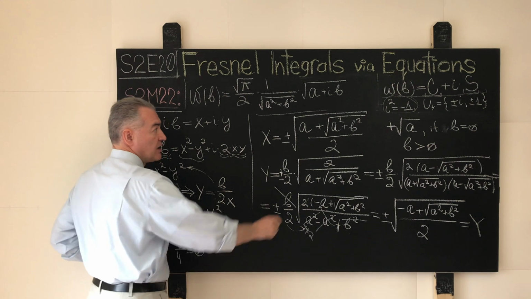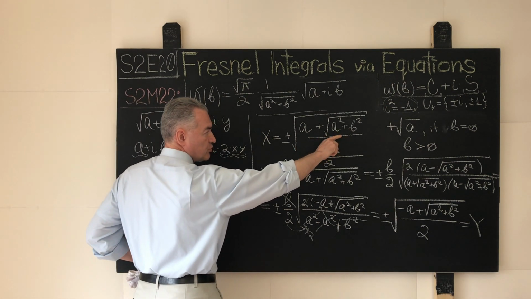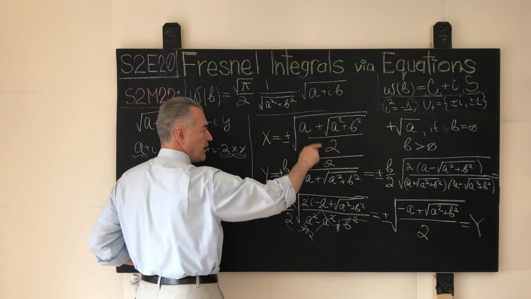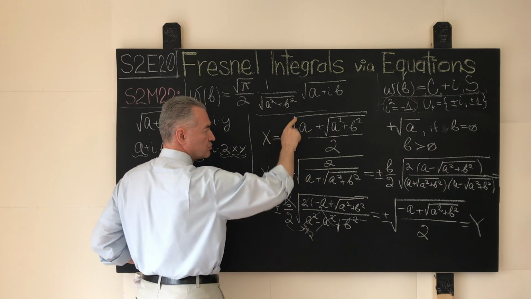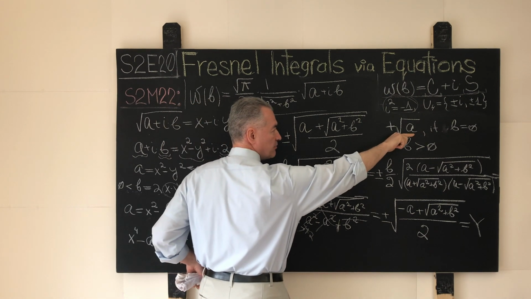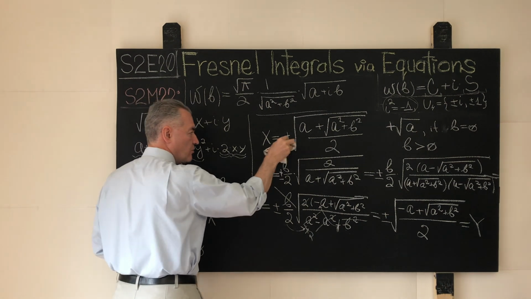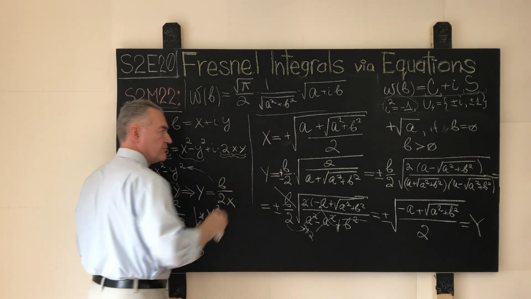But here, if b is 0, then what do we have? The square root of a squared is plus a, 2a over 2 is a. The square root of a must be what? We need to take the positive root. So in general, our answer is that out of 2 roots, we pick the one with the plus sign.